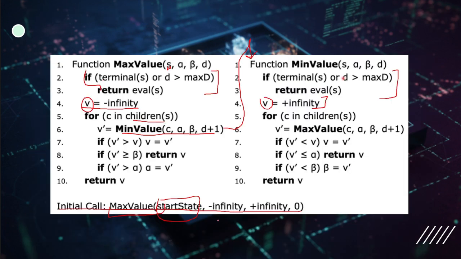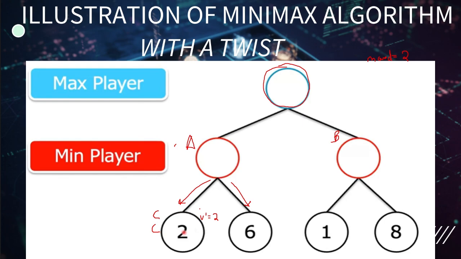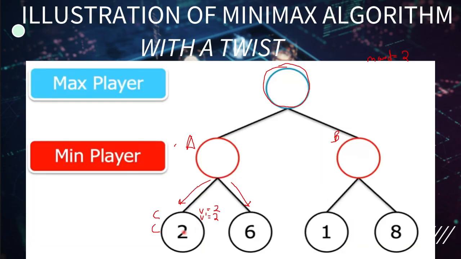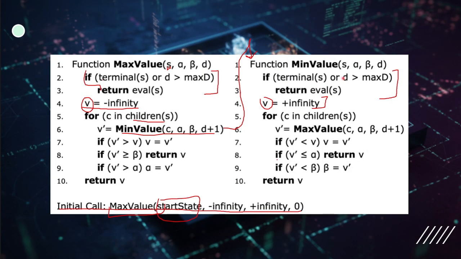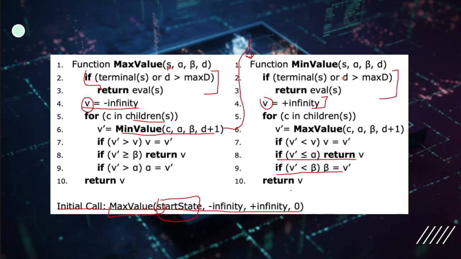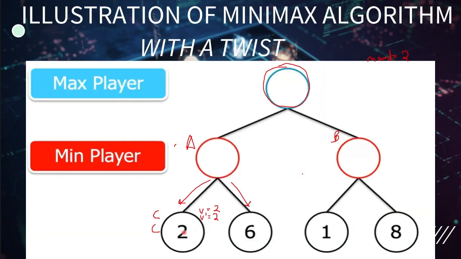Now let's move ahead. If V dash is less than V, which it obviously is, V would become V dash. So V equals 2. Now we see what we have next. If V dash is less than or equal to alpha, then return V. Our alpha was minus infinity, so this statement is not true and we skip it. If V dash is less than beta, then beta equals V dash. Beta was plus infinity, and V dash, that is 2, is less than infinity. So beta becomes 2.